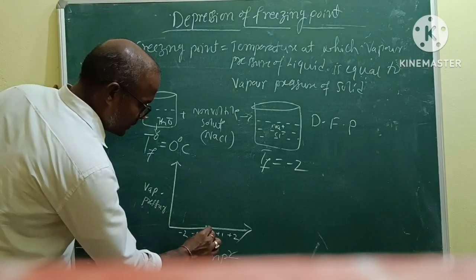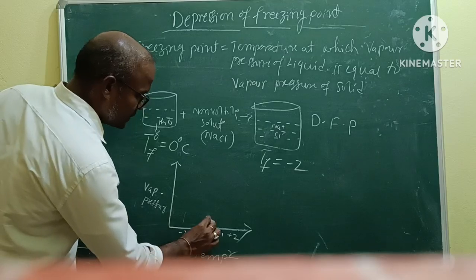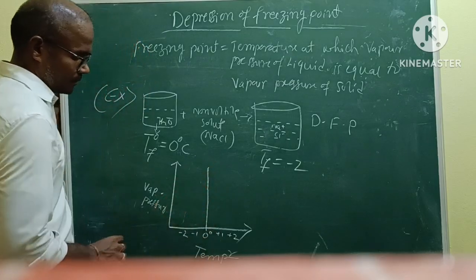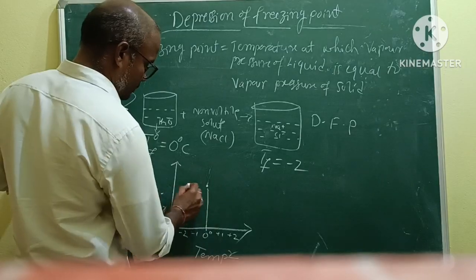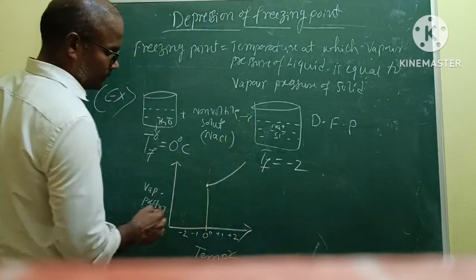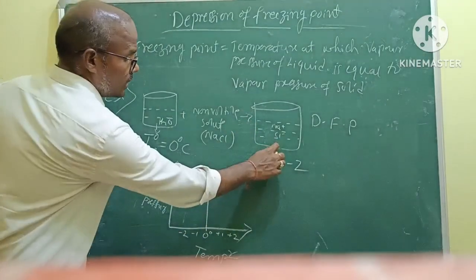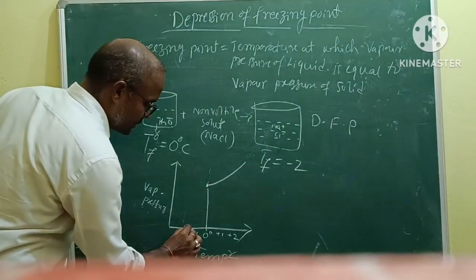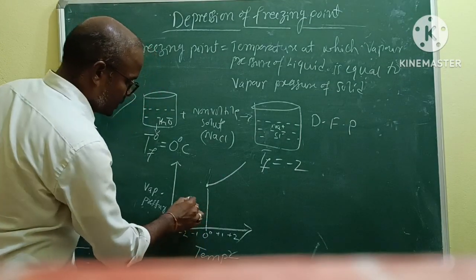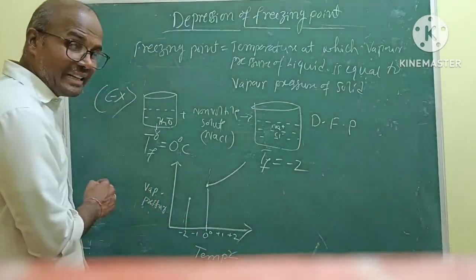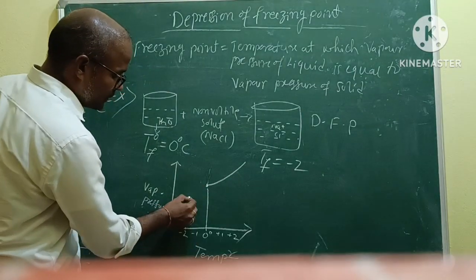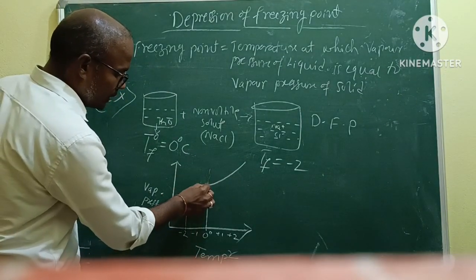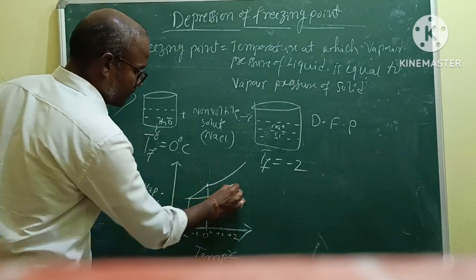The water particles freeze at 0 degrees Celsius, and it will show the vapor pressure at this level. The solution freezes here, and it will show that the vapor pressure decreases here. So it will freeze at -2 degrees Celsius. Vapor pressure also decreases as compared to the solvent, so it will be considered like this.